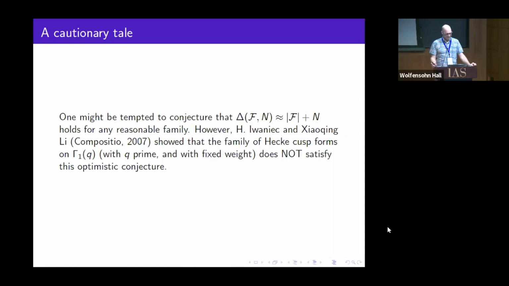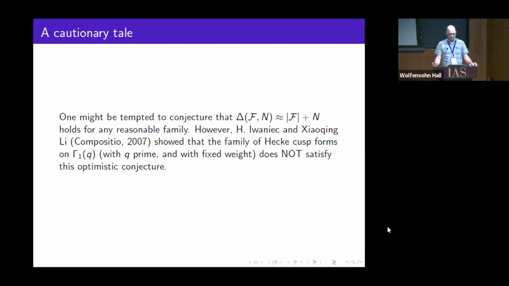Okay, turns out that's not a good conjecture to make. So in 2007, Iwaniec and Xiaoxing Li studied this family for Gamma_1(q), the family of cusp forms on Gamma_1(q). You can take q to be prime, you can take weight 2 or something like that, so that all of the elements in your family are newforms. So there's nothing going on with oldforms causing a problem.